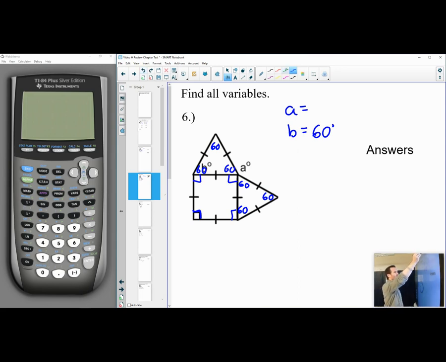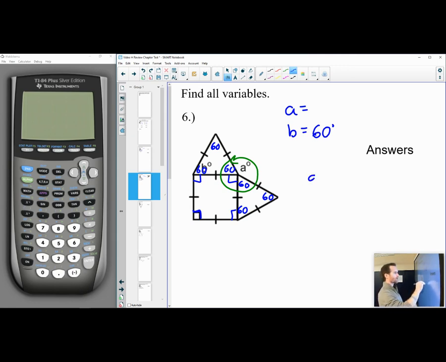Now we've got all the angles around A, but we're sort of missing A still. But all these angles make a full rotation. They make a full 360 degrees. So what we can do is add up the angles we know in that full rotation, subtract them from 360, and we'll be left with the one part that's missing. We'll be left with A.